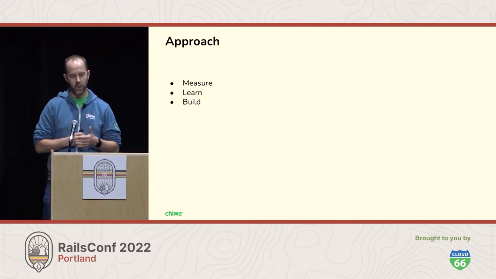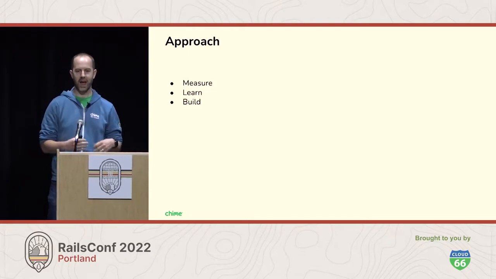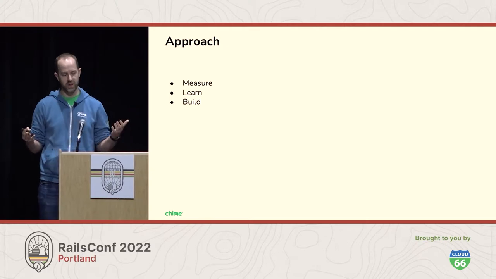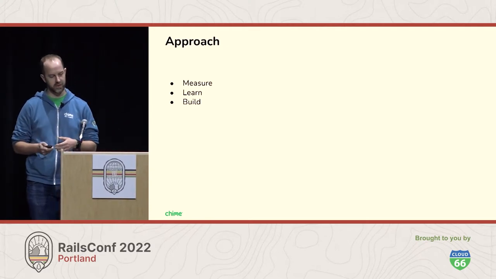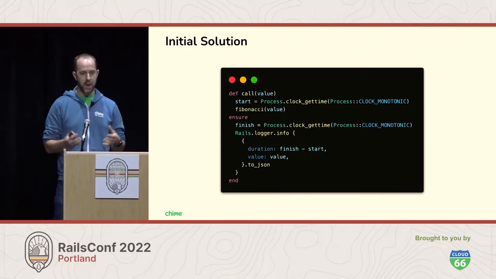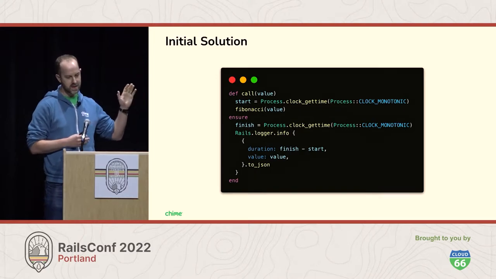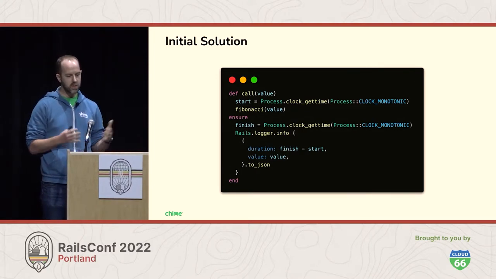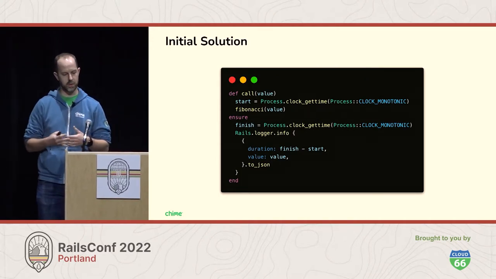Measure, learn, and build. Well, in this case, fix. But that raises a tactical question. How should we measure this? We likely don't have perfect instrumentation on every feature that we have, so we'll likely have to add it, especially in this case. In the past, I have definitely wrapped code in question in some timing and logging code like this. You all probably have done something very similar. This works, but it could use a little bit of drying up to be a little bit more reusable.